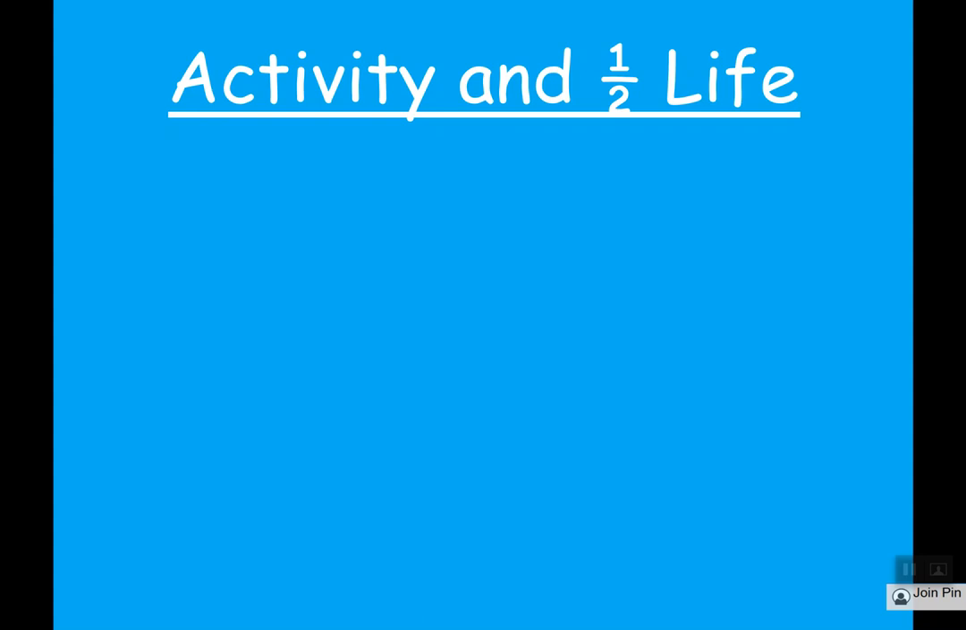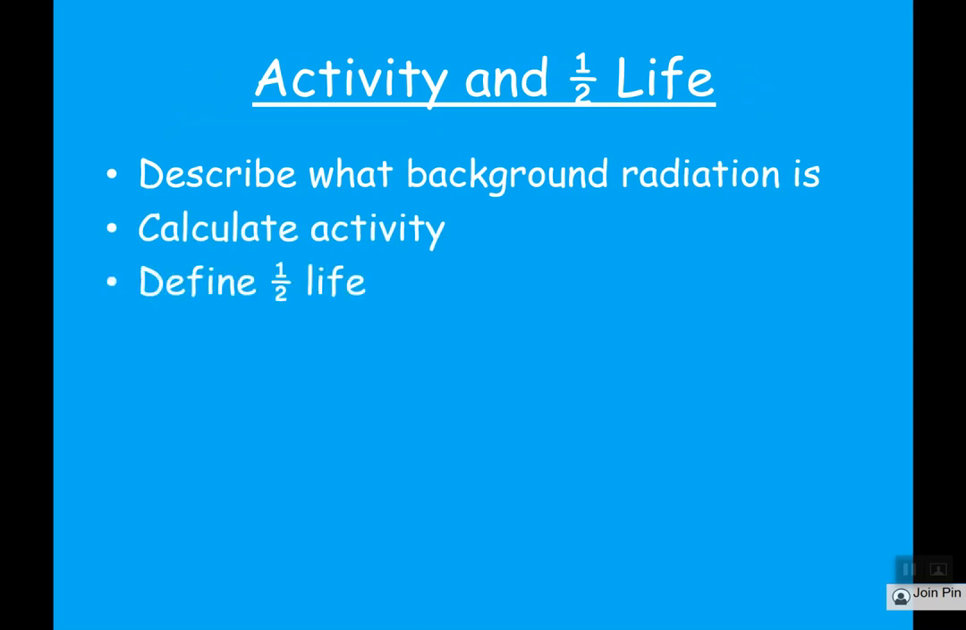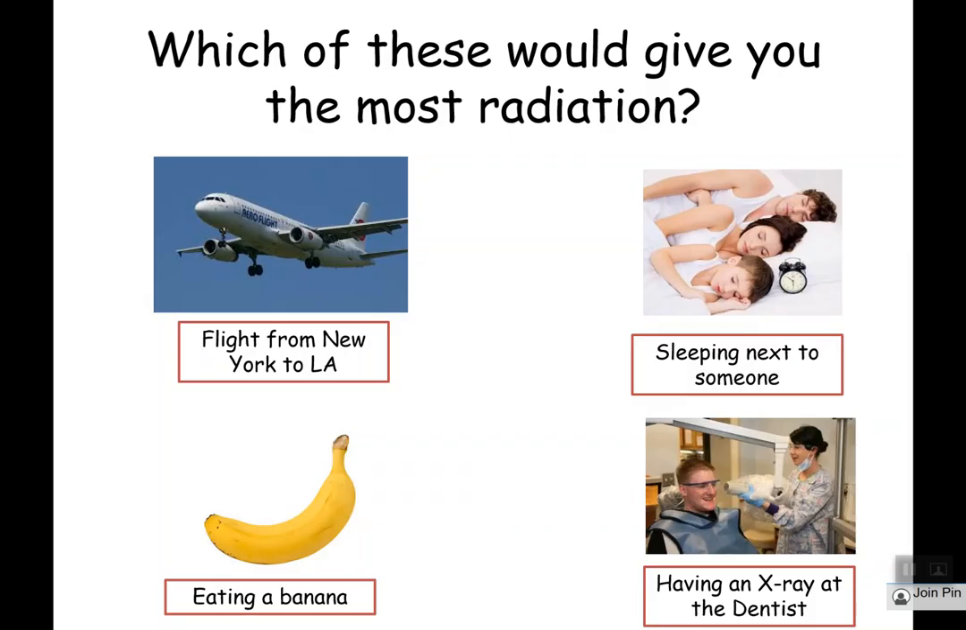Today we're going to be looking at activity and half-life. So this is part of P4, which is radioactivity. What we're going to do is look at what background radiation is, calculate activity, define half-life, and use a graph to calculate the half-life of a material.